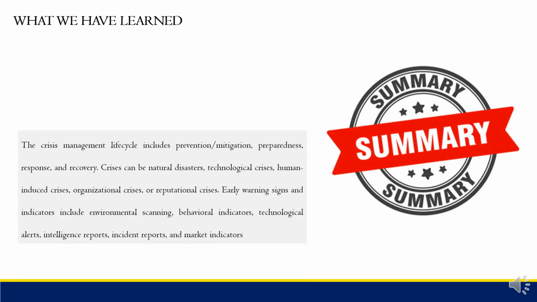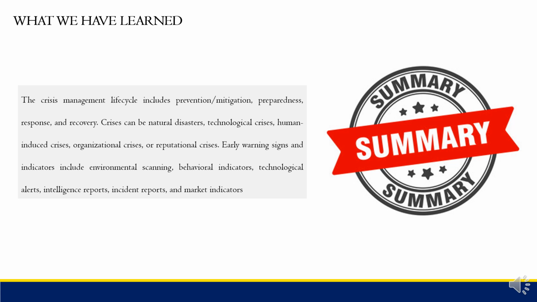Now, let's see what we've learned so far in summary. The crisis management cycle includes prevention, mitigation, preparedness, response, and recovery. Crisis can be natural disaster, technological crisis, human-induced crisis, organizational crisis, or reputational crisis. Early warning signs and indicators include environmental scanning, behavioral indicators, technological alerts, intelligence reports, incident reports, and market indicators.